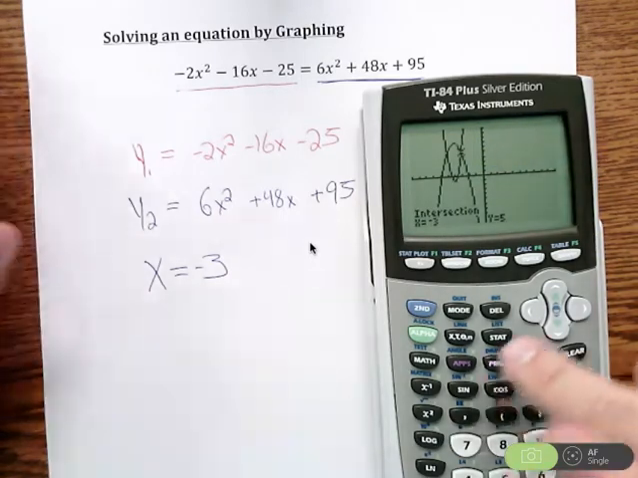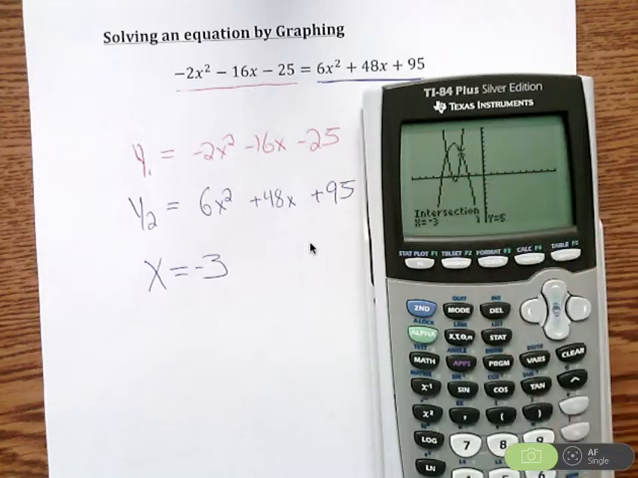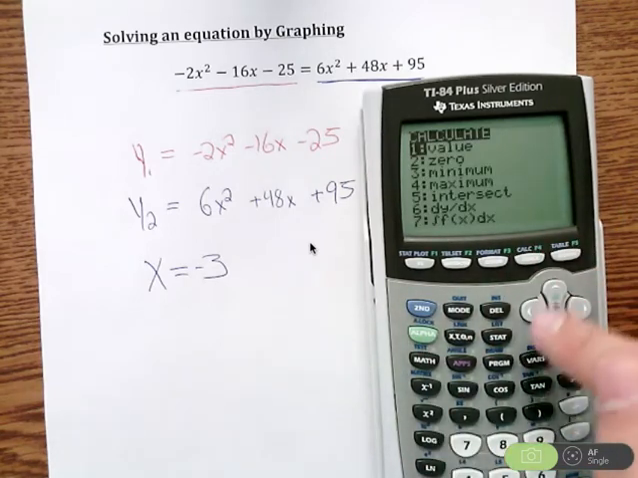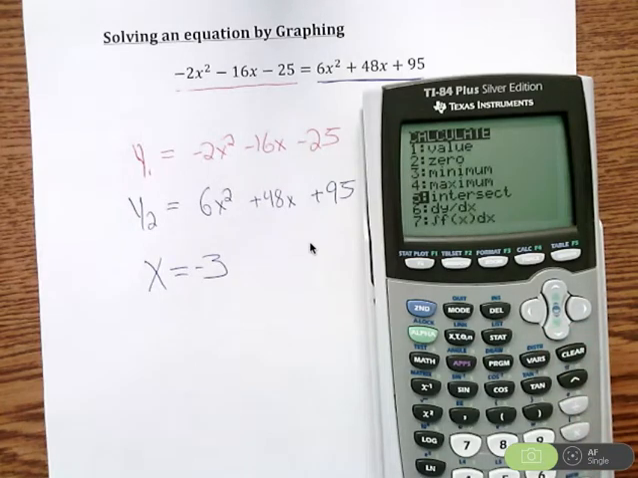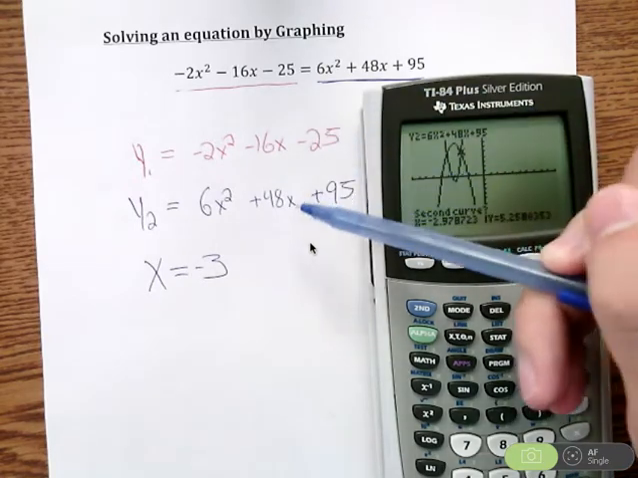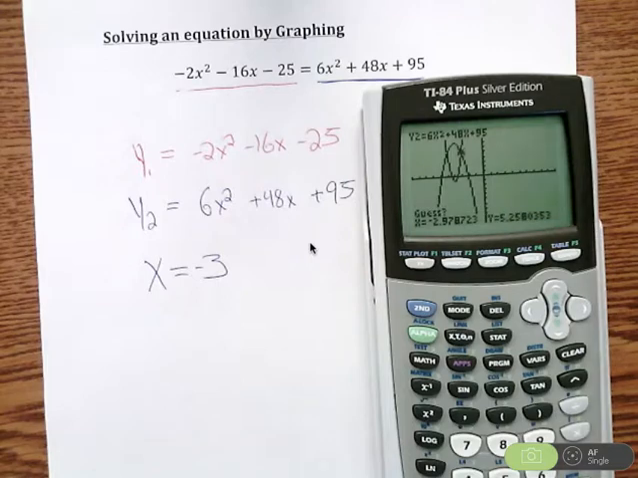So I'm going to repeat that process of going through and calculating the other intersection. So I do Second, Calc, option number 5 for intersect. And it's again going to ask you, do you want to use y1? Yes, I do, so hit enter. Do you want to use y2? Yes, I do, so hit enter. And it wants us to guess where that other intersection is at.